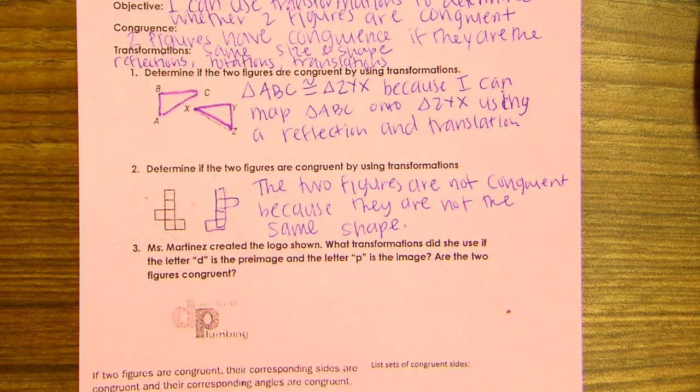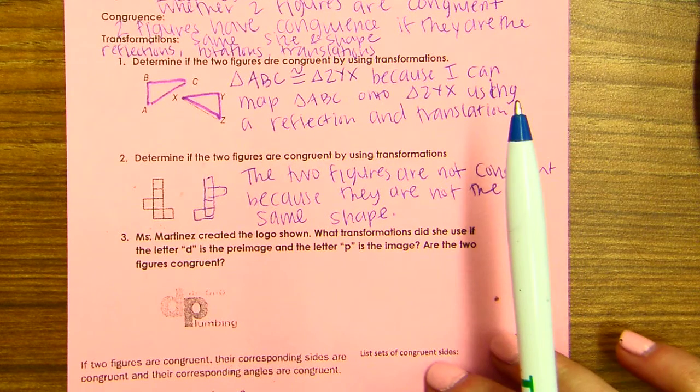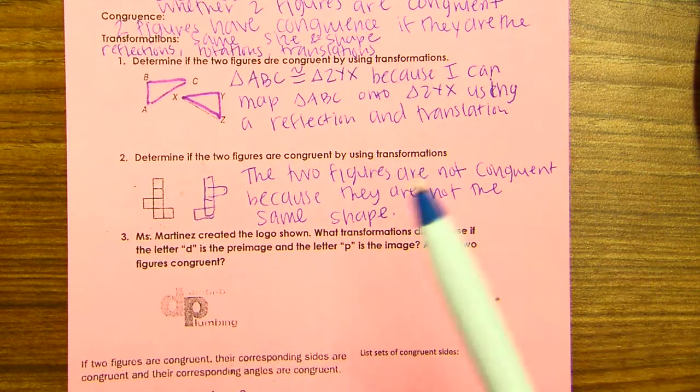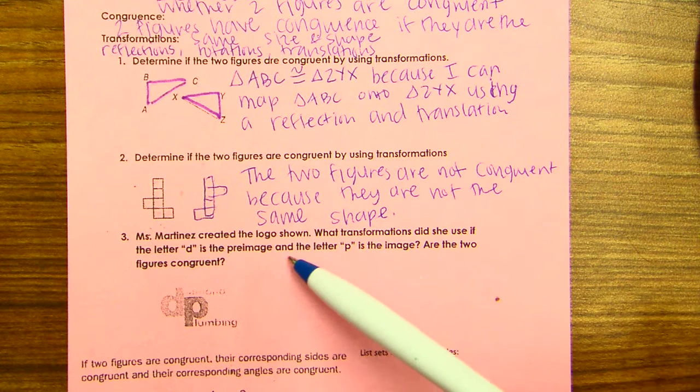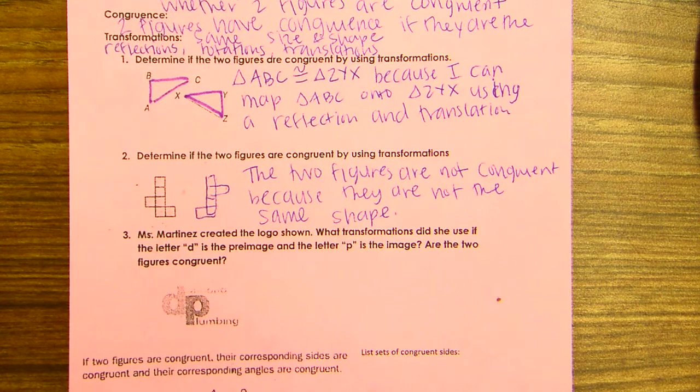Three says Ms. Martinez created the logo shown below. Which transformations did she use if the letter D is the pre-image, so D is the before, and the letter P is the image, so P is the after? Are the two figures congruent? This is one you're going to submit for your video. Are they congruent? Which transformations do we use to turn the D into the P?